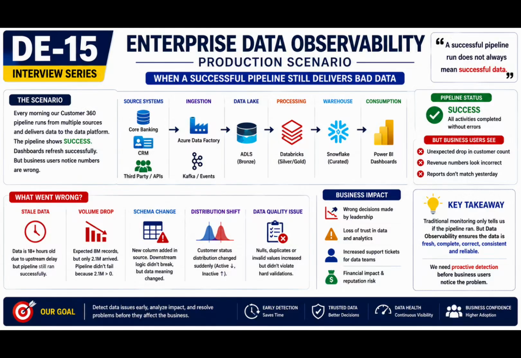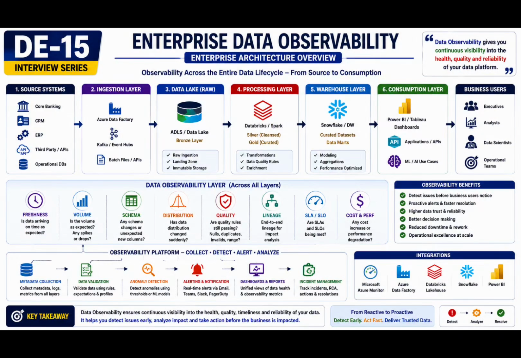There could be several reasons. Maybe the source system delivered fewer records. Maybe an upstream file arrived late. Maybe the schema changed. Or maybe a transformation filtered out too many records. Or maybe a business distribution changed unexpectedly. Maybe the data contains a sudden increase in nulls or duplicates. This is why we need data observability. So now let's look at how we implement this across an enterprise data platform.